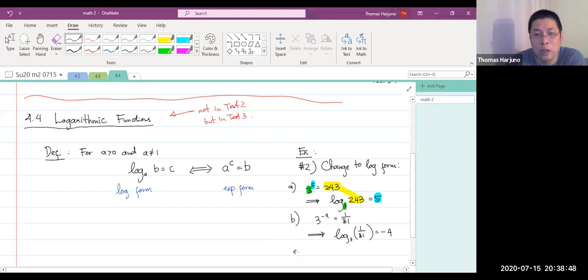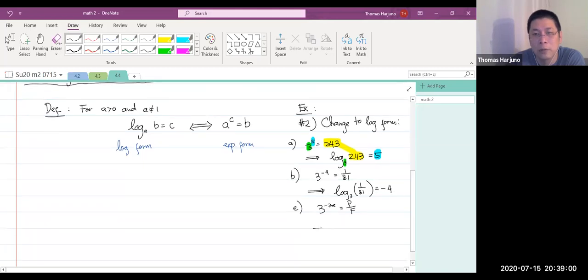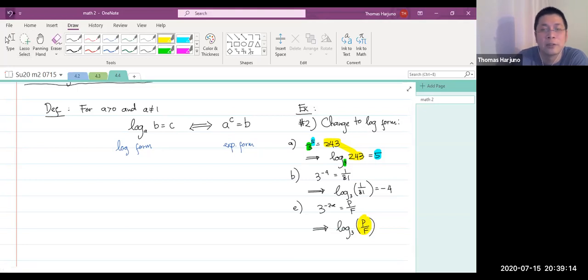Let me jump to part E. 3 to the negative 2x equals P over F. I know that thing is ugly, but don't worry. The log form still looks similar. Log base 3 of P over F. If the argument has a fraction, this is what I mean by the argument, I use parentheses. Equals negative 2x.